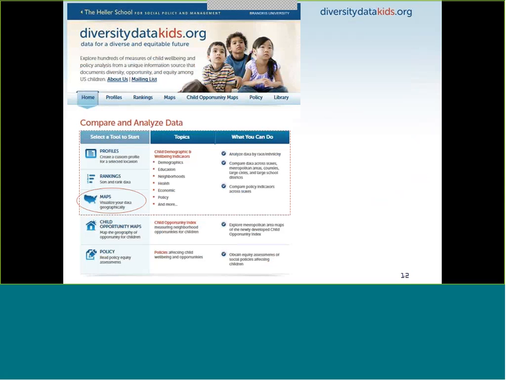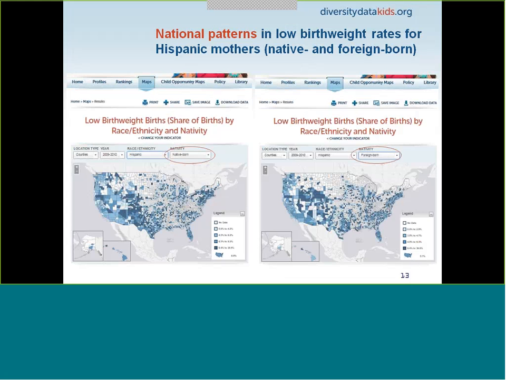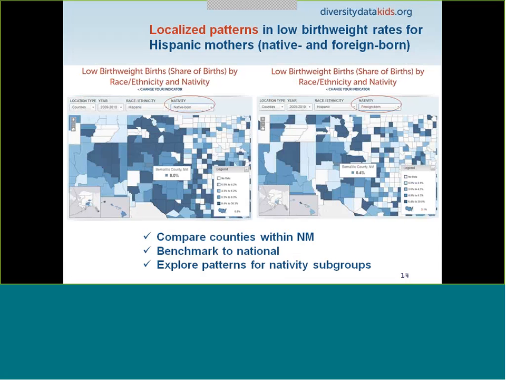For maps, we can visualize all aspects of data geographically. So here, for example, we can see national patterns in low birth weight rates for Hispanic mothers, both native and foreign born. And so we can see the difference. You can see on the left, there's a red circle around native born, and we can compare that with foreign born to get a sense geographically and visually of what the low birth weight births are as a share of births by race and ethnicity here, specifically Hispanic native born and Hispanic foreign born. We can also look, for example, and understand comparisons between counties. We can have a benchmark to our national, and we can explore patterns for nativity subgroups.